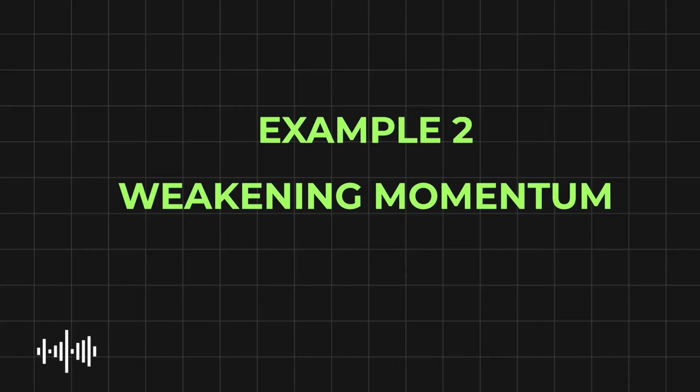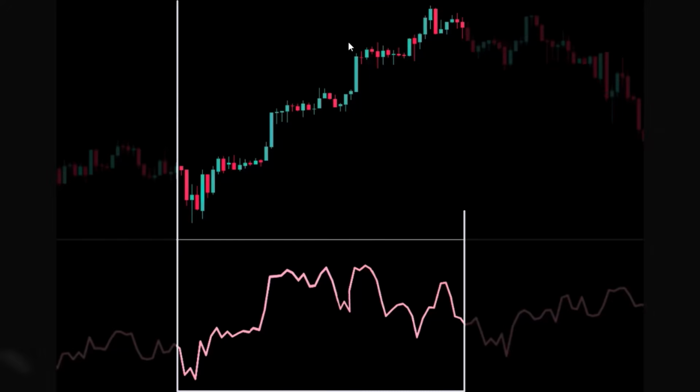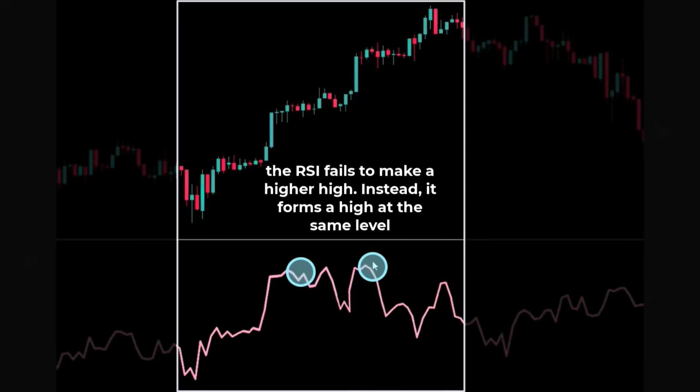Example number 2, weakening momentum. In this chart, price is still moving up. At first glance, everything still looks bullish. But when we look at the RSI, we notice something different. The RSI makes a high, then price pushes higher again. But this time, the RSI fails to make a higher high. Instead, it forms a lower high. This is a very important signal.